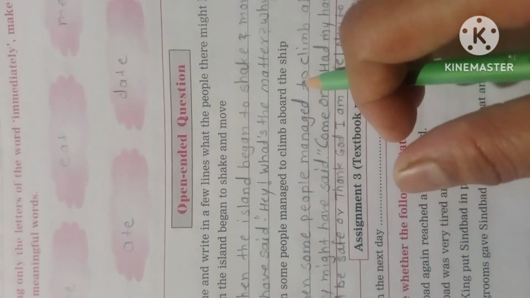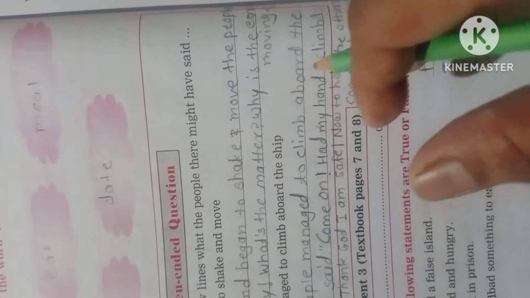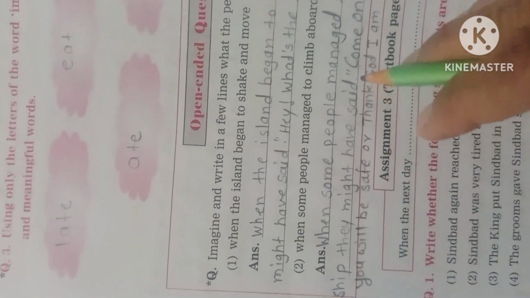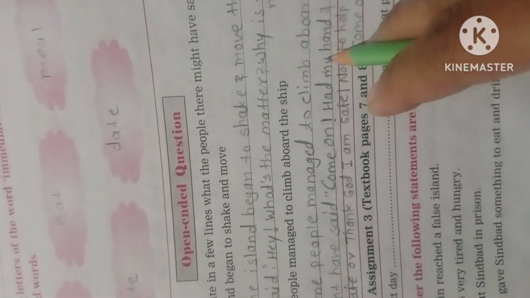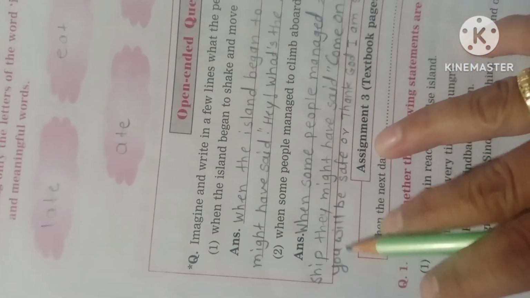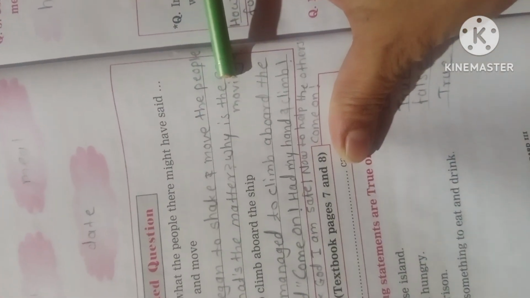Next, question number 2. When some people managed to climb aboard the ship, they might have said, "Come on, hold my hand and climb. You will be safe," or "Thank God I am safe now. Let me help the others. Come on."